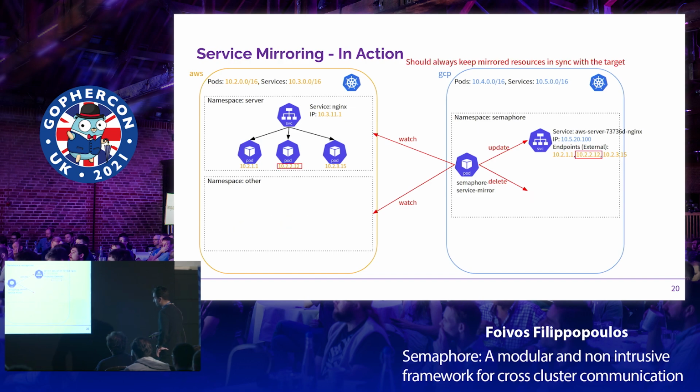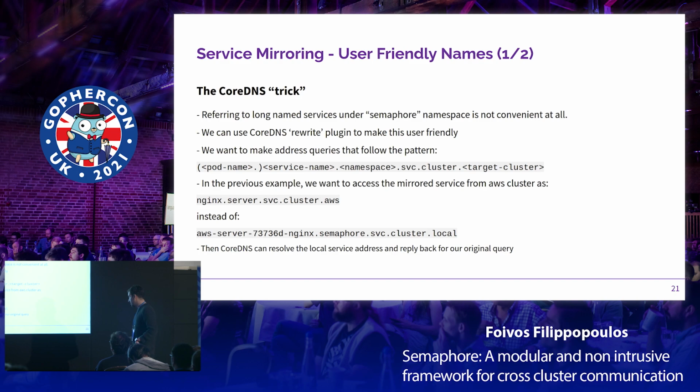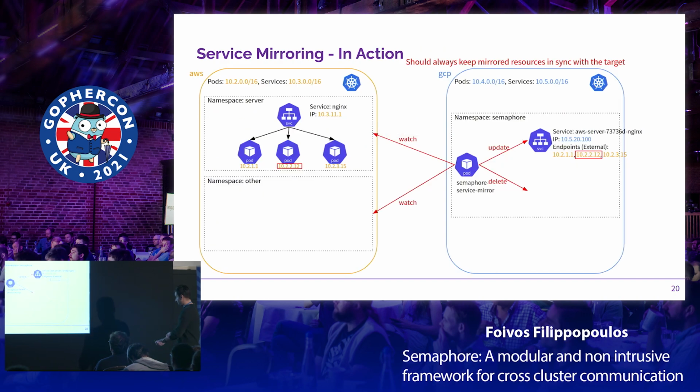For this to be a proper mirror, it should always follow what happens on the other side. So for example, if I roll a pod under AWS, this should instantly pick this up and reflect it on my mirrored service. Equally, if I just go and delete the service, I don't have any usage for the mirror anymore. Now, this does the mirroring bit, but it's still ugly and very difficult to use, and we can't expect people to be able to use those weird long names.